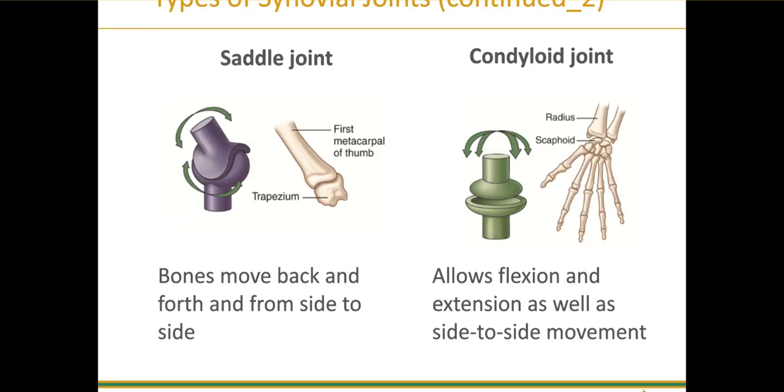Saddle joints, okay, that is an example of what's in your wrist. And what these do is... Sorry, I got interrupted for 1 second. So these saddle joints, what they do is they allow movement of the bone from side to side and also back and forth. An example of that is found in your wrist. And then your condyloid joint, this allows flexion and extension and also movement from side to side.